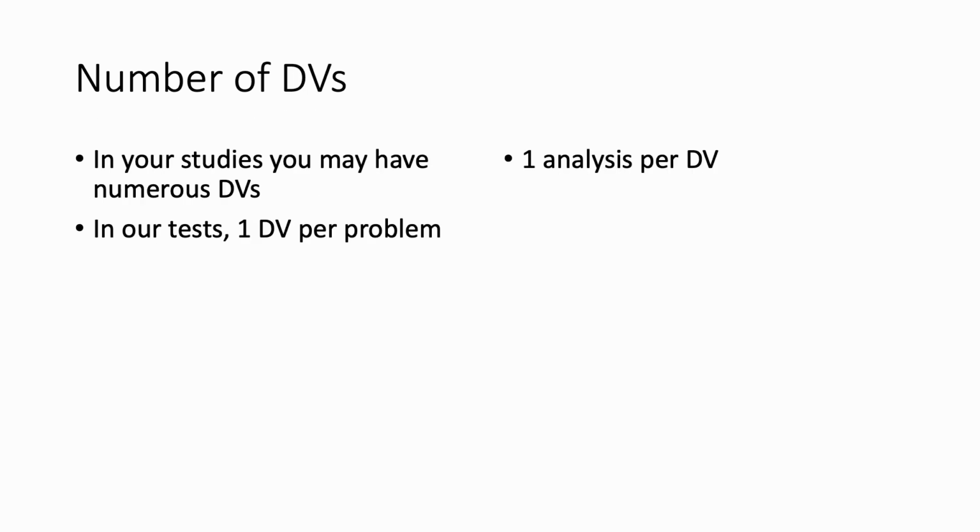And number of DVs. So in your studies, you may have numerous DVs. You do 1 analysis per dependent variable. But in our tests and in our problems, I'm giving you 1 dependent variable per problem. So for the class learning these skills, you're not going to be tricked by multiple DVs. But on your actual projects, you might have multiple DVs. So I just need you to know that. All right? So every dependent variable that you use is going to have its own analysis.